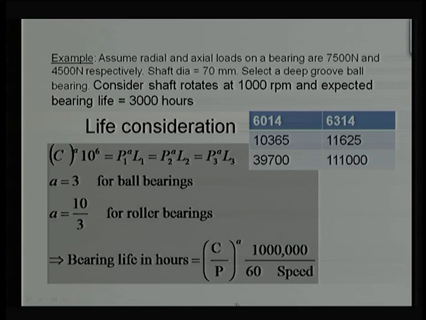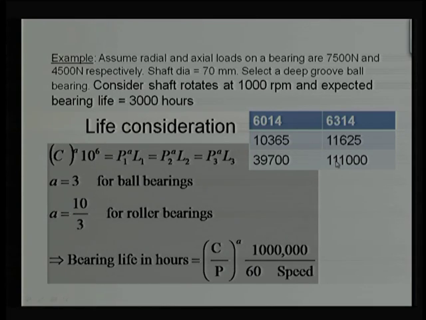Now, we are counting C because we are interested in the ratio of C by P. C for 6014 is 39,700 Newton. The 6314 is more like 3 times, or maybe 3.8 times of this. Coming to this side, the dynamic load carrying capacity, that is C, is equal to 111,000 Newton, or say 111 kilonewton, which is almost 3 times of this. So here there is a slight increase in P, but a much larger increase in C. That means we are going to get a better value of C by P for this kind of bearing.